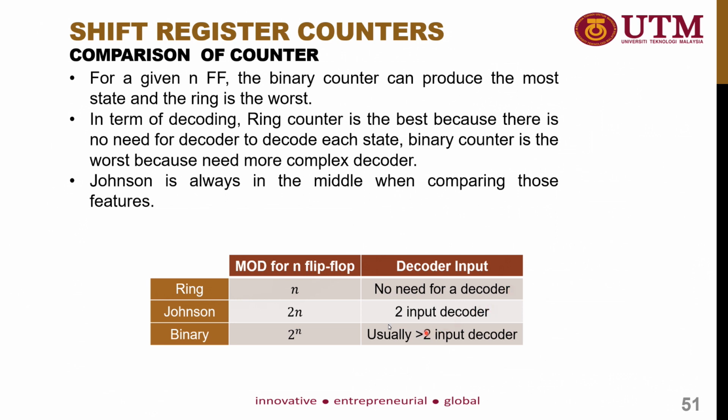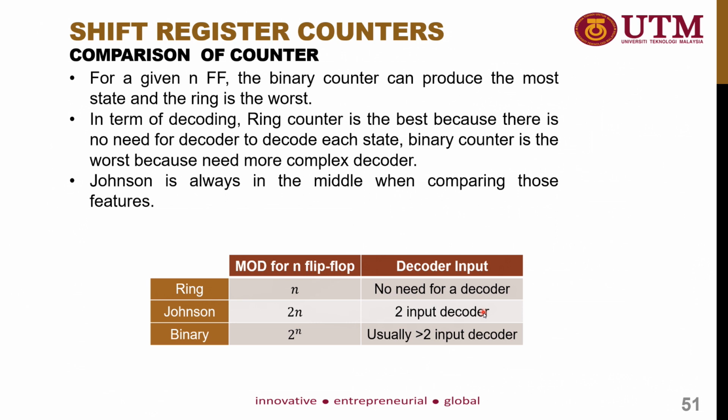For Johnson counter, the mode for n flip-flops, for example, if we have a total of 4 flip-flops, the number of states is 4 multiplied by 2, so it will become 8 states, so it is a mode 8 counter. In terms of decoder input, for the Johnson counter to have an output of 1 for only one flip-flop output at each clock cycle, it needs a 2-input decoder.